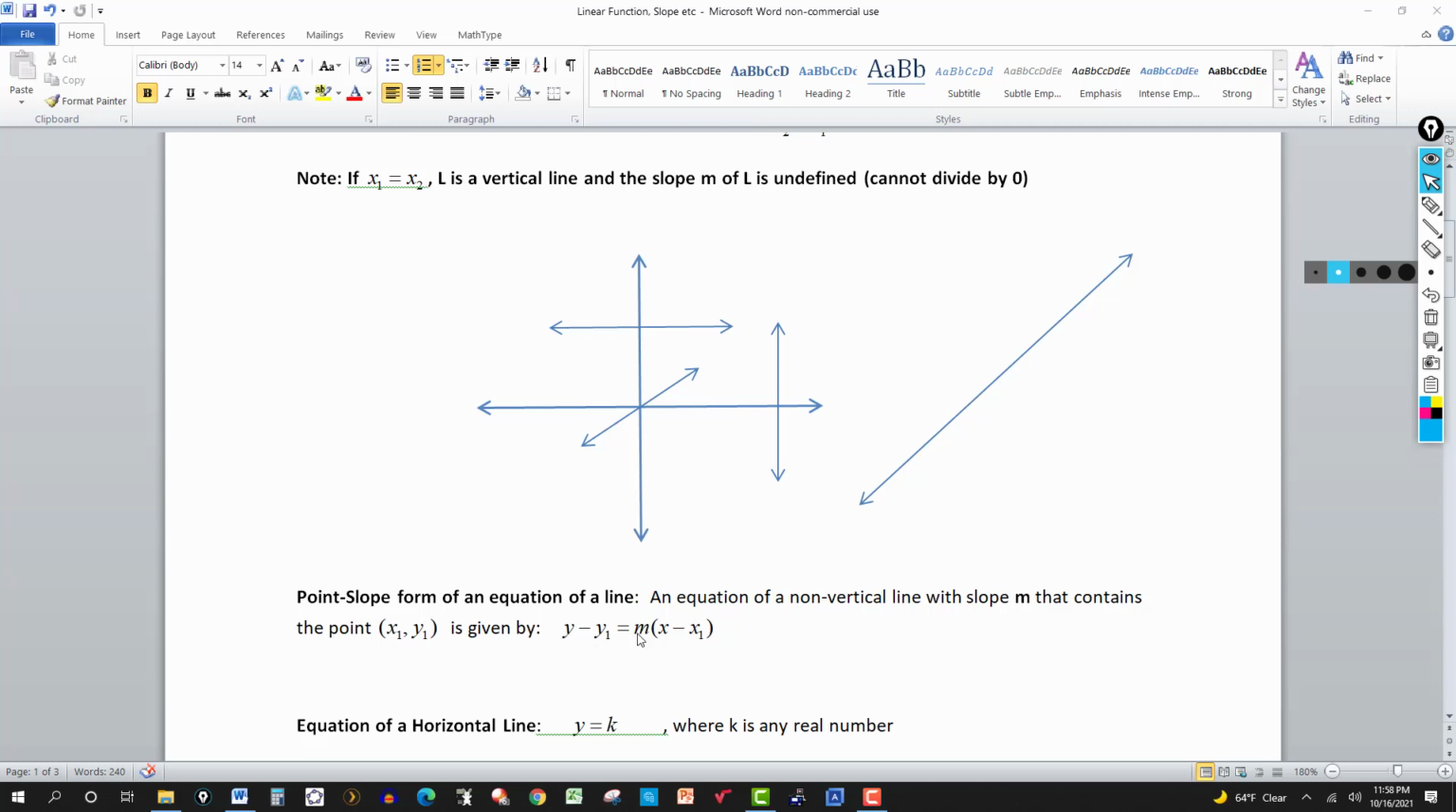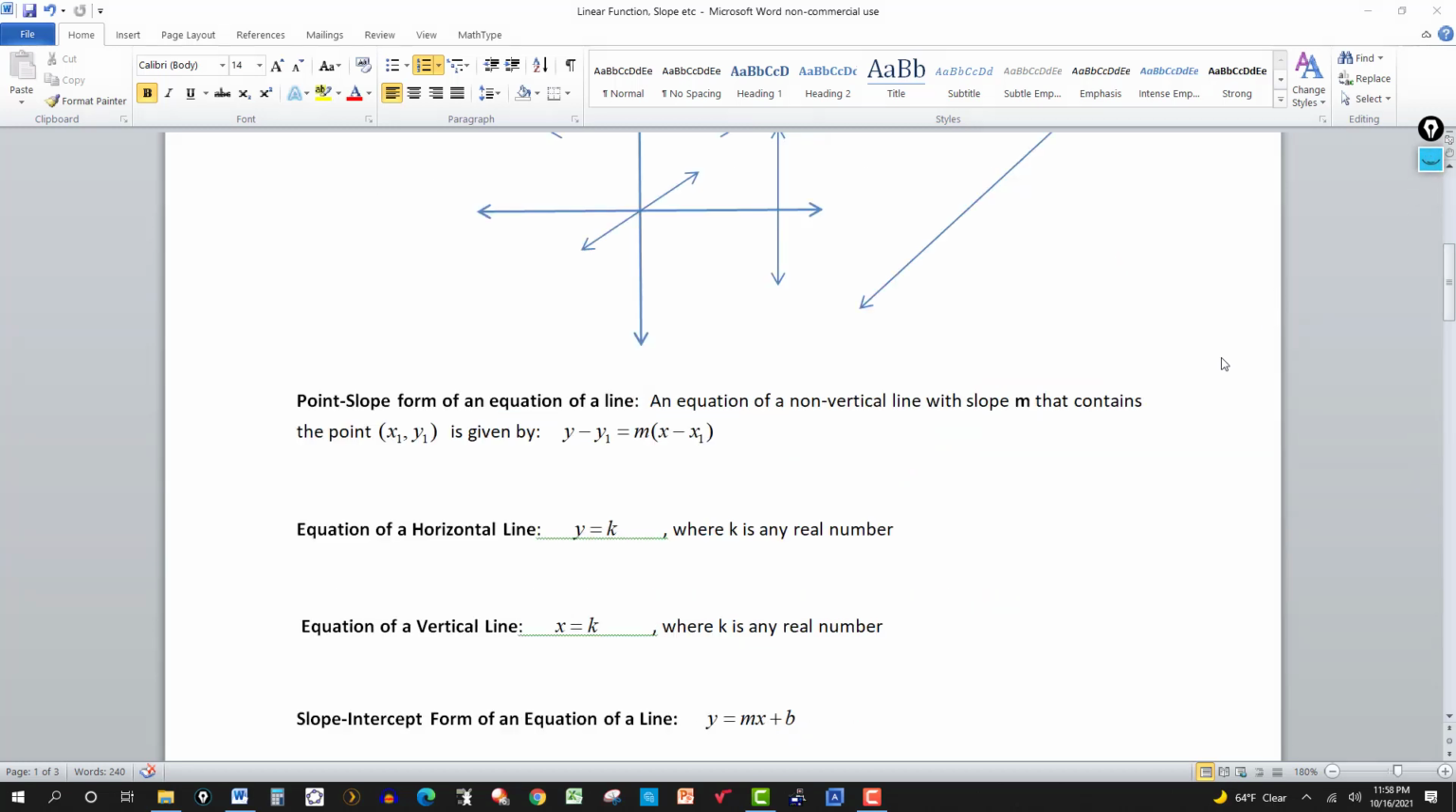Now, it's possible that instead of giving you the slope, they'll give you the 2 points that the line passes through. So if they give you the 2 points that the line passes through, you can find the slope and then use either one of the 2 points, it doesn't matter which one, and plug it into this formula, and that's going to give you the equation of the line. So now, what I just mentioned, the equation of a horizontal line is always y equal to k.